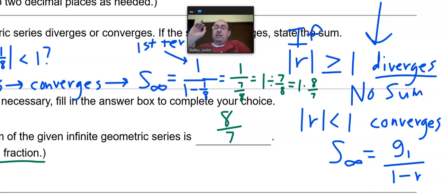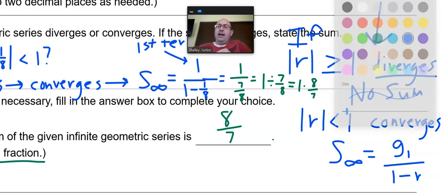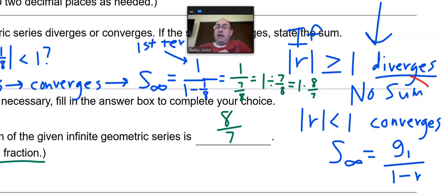But diverges in the mathematical world means it's getting farther and farther away from a single number, or it's not equaling a single number. So in that case, when we say that it diverges, there is no sum. Don't waste your time trying to find a sum, because there isn't one.